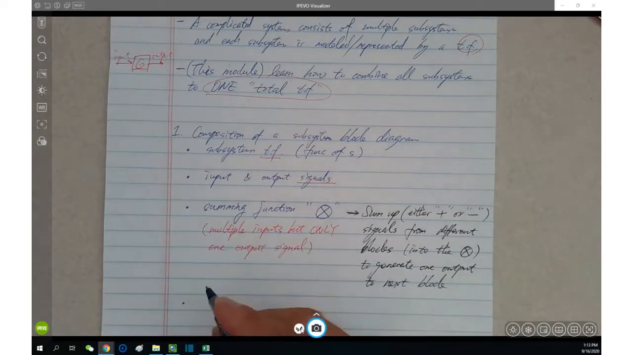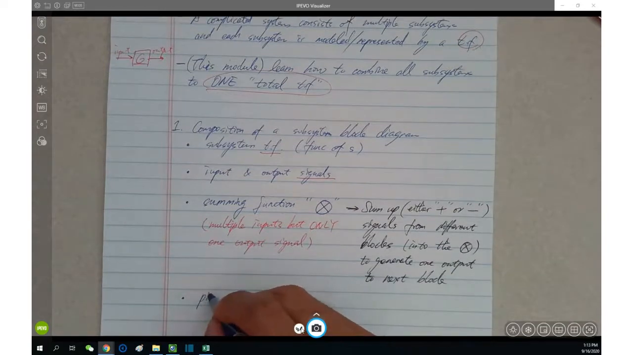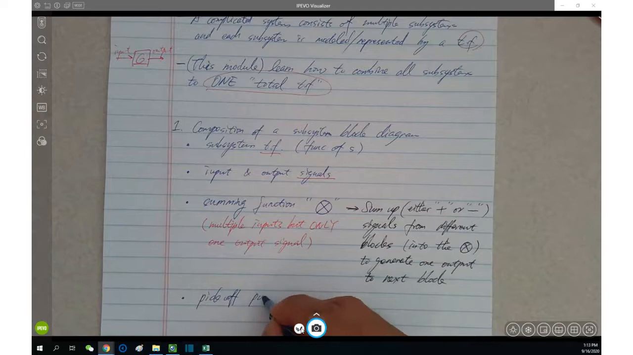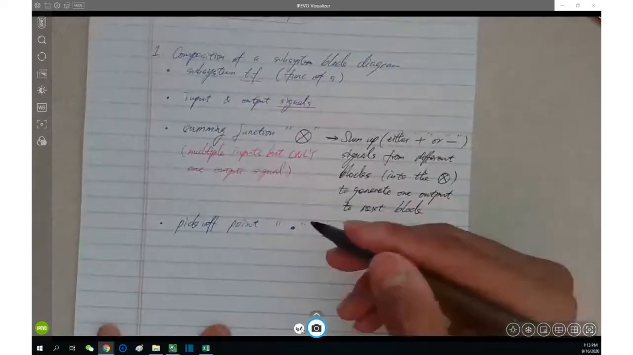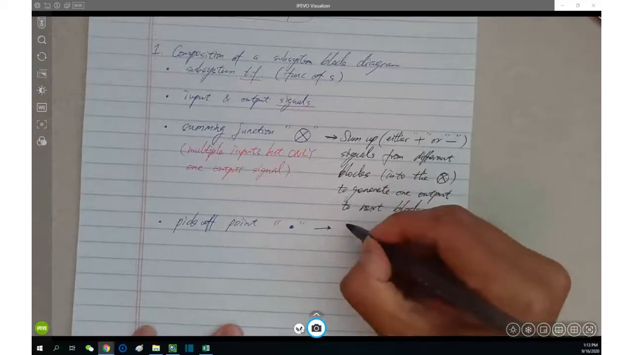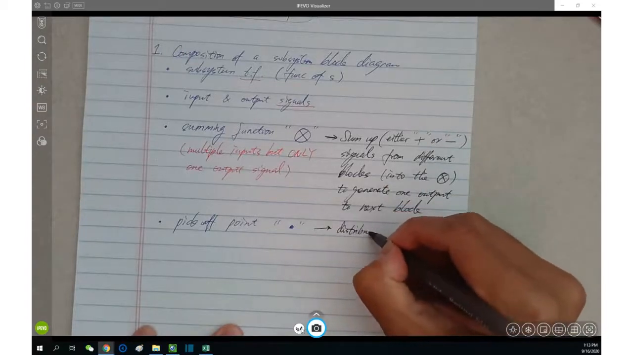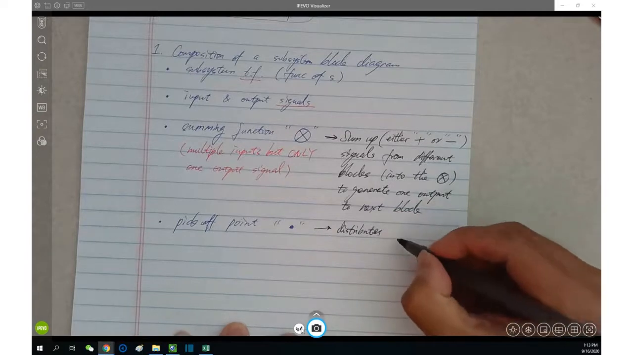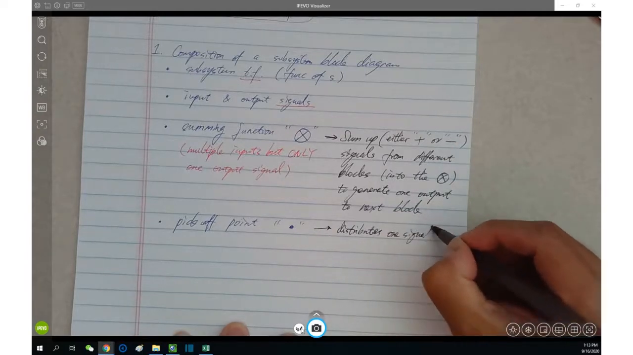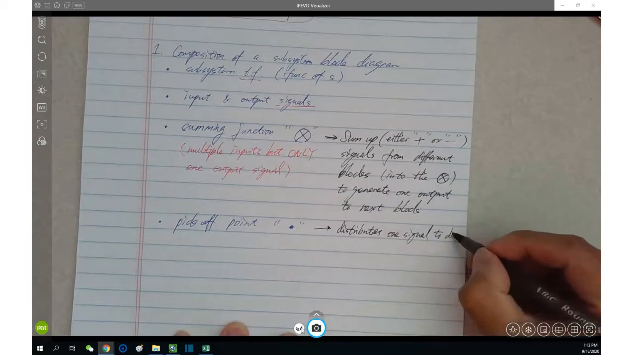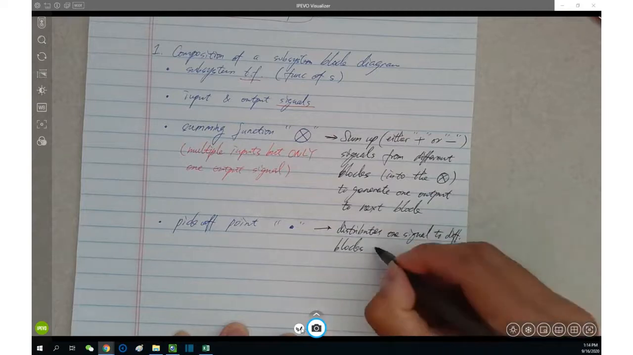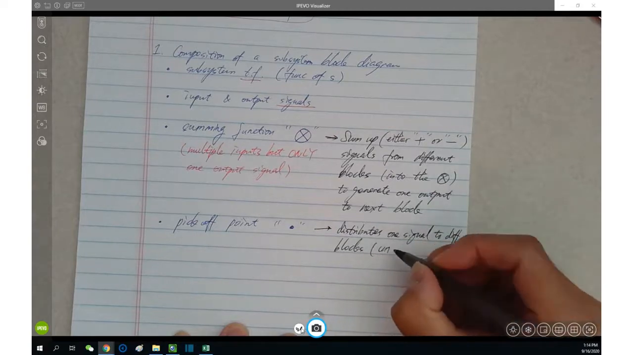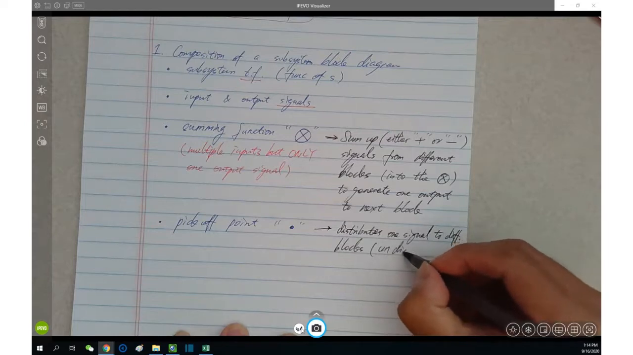The last thing you could have is called the pickoff point. Nothing but just a point, a dot. What can this guy do? It can distribute one signal to different blocks. Here, very important, undiminished.